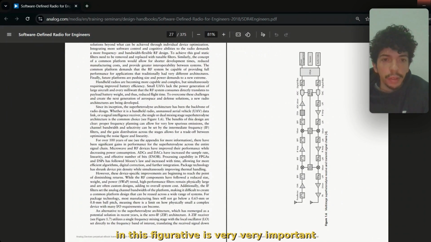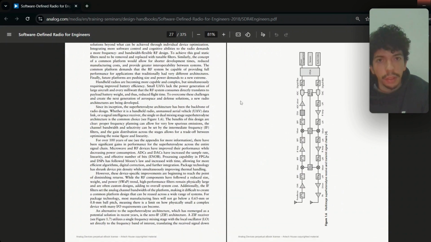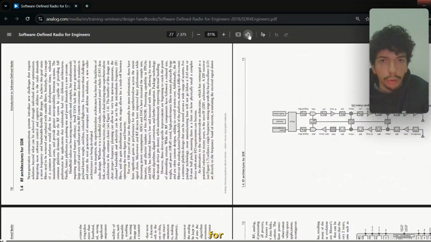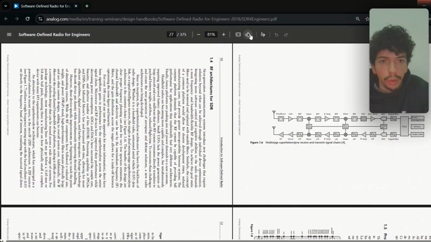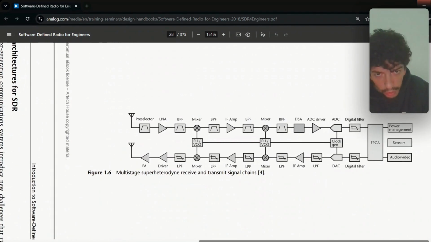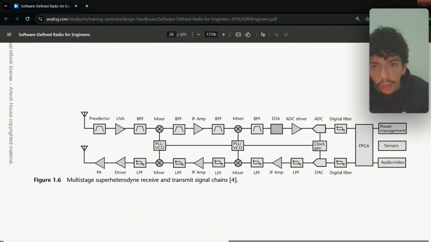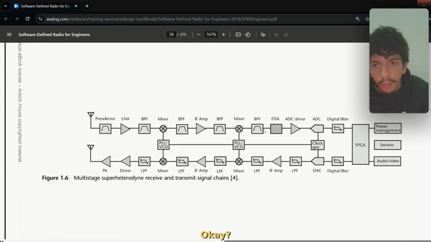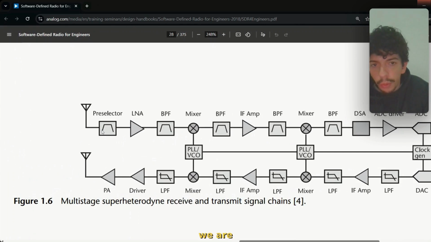And this figure is very important for us to study together, okay? Because we are looking at all the systems.